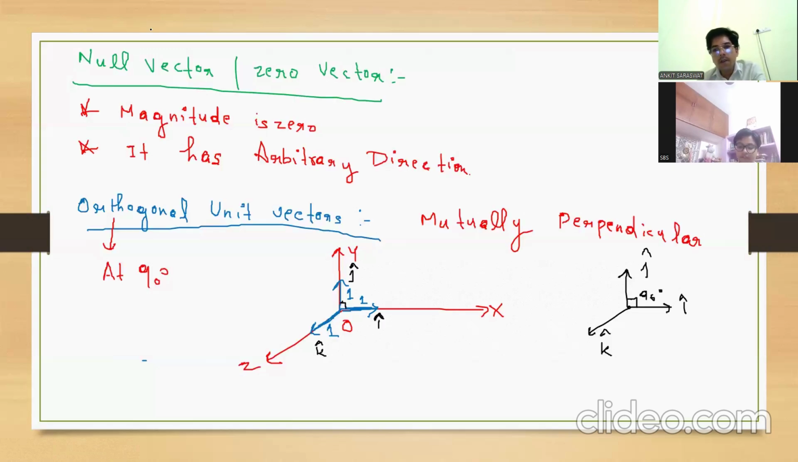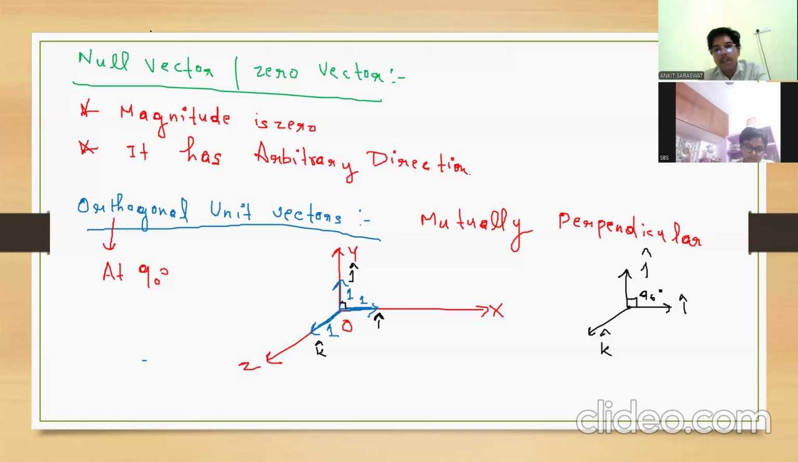Sir, I have a doubt. What will be the use of a null vector, sir? Null vector simply means magnitude is zero. It has arbitrary direction. Like when you add a displacement vector, sometimes the result is zero. We are not saying displacement, it is a null vector. Zero vector, name only, simply.